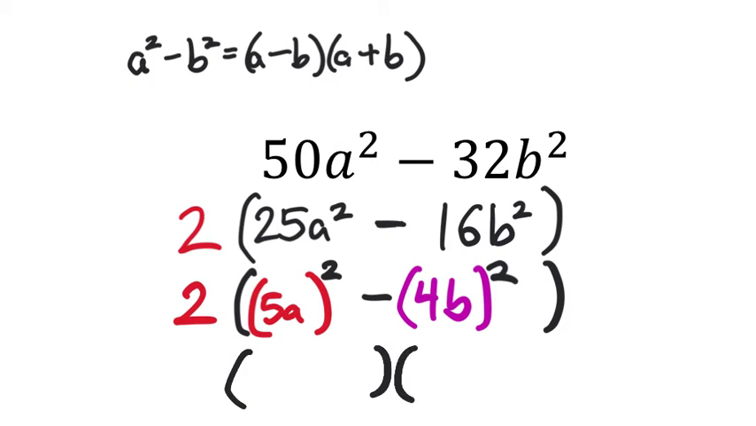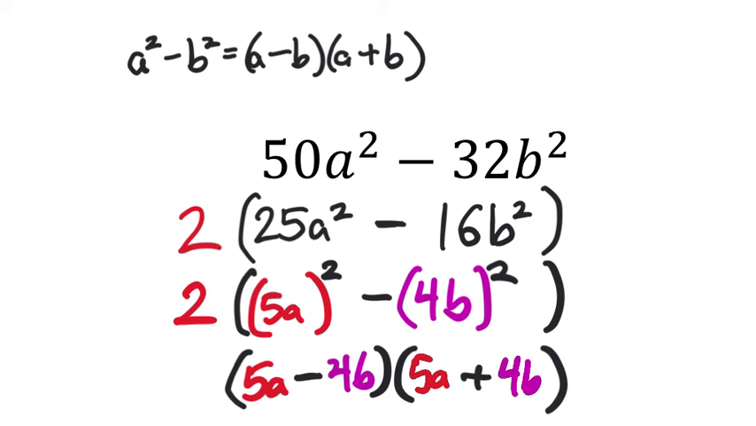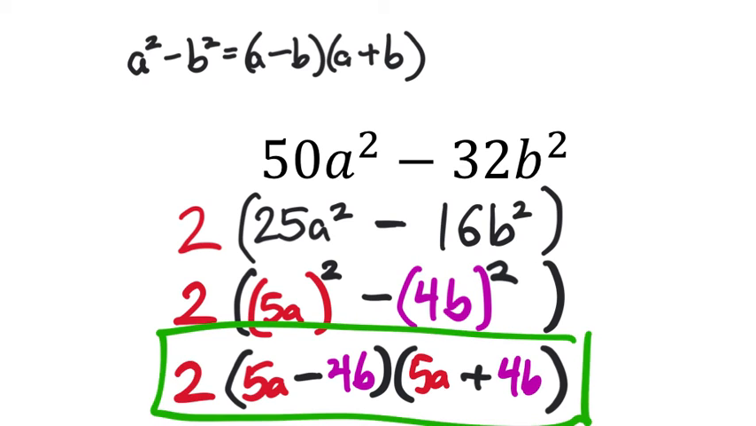So I'm going to look at creating the two binomials, one with subtraction, one with addition between the two values, 5a and also 4b. So let's take that 5a and 4b with the plus sign between. And again, don't forget that 2 that we factored out in the beginning, that greatest common factor 2. But that's it.